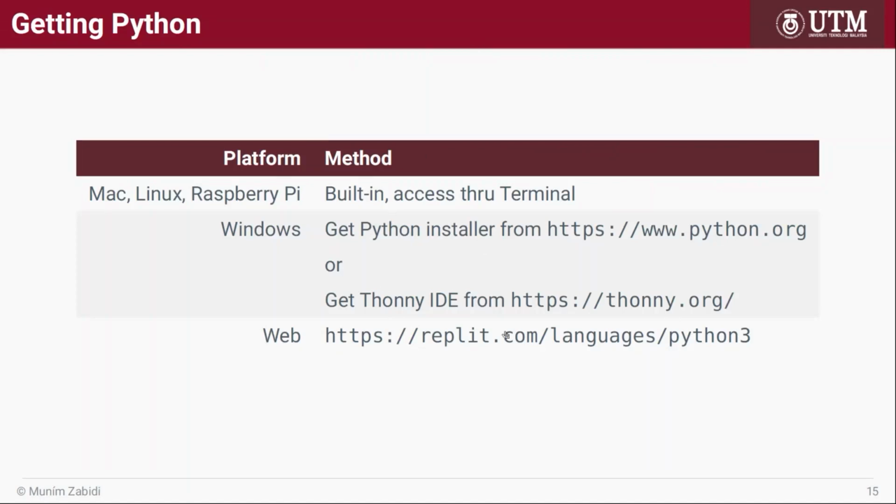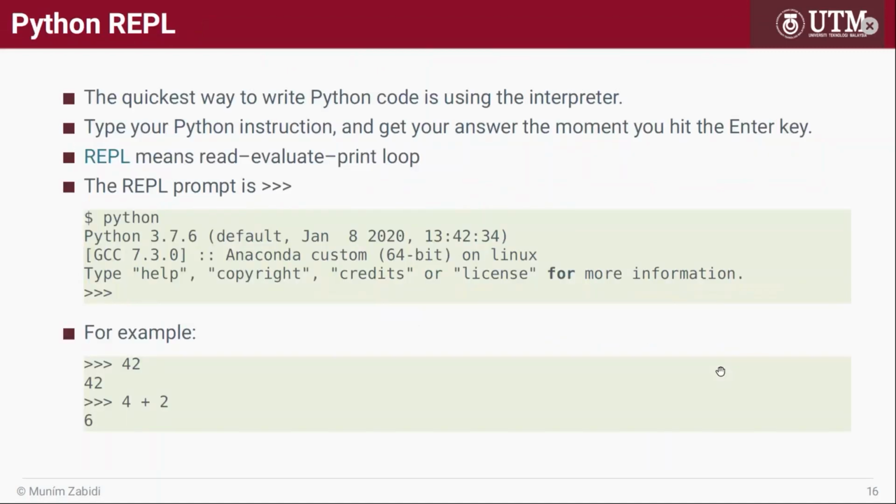So I'm not going to do these two parts, the installing of Python or getting Thonny. I'm not installing Thonny on my computer because I don't need to. I already have Python on my Linux. So the quickest way to write Python code is using the interpreter. Basically, if you have used MATLAB, you know this is like MATLAB. You type your Python instruction and you get your answer the moment you hit the enter key. The interpreter is also called REPL, which means read, evaluate, print, loop. And the REPL prompt is these three greater-than signs.